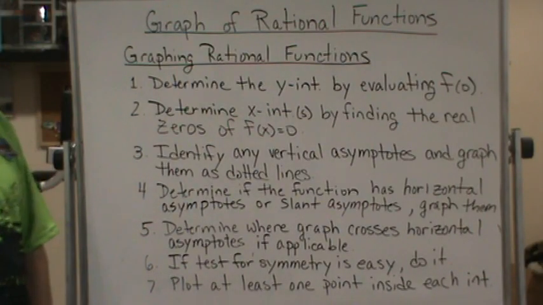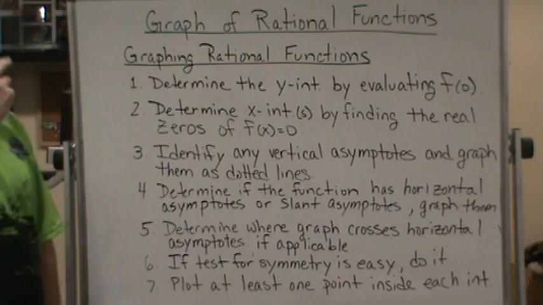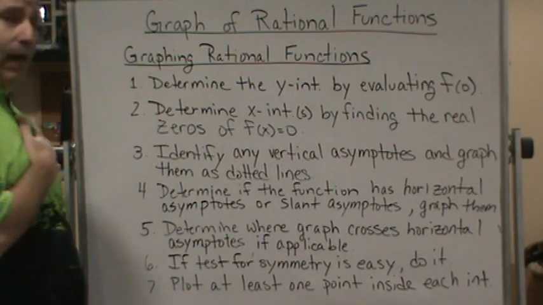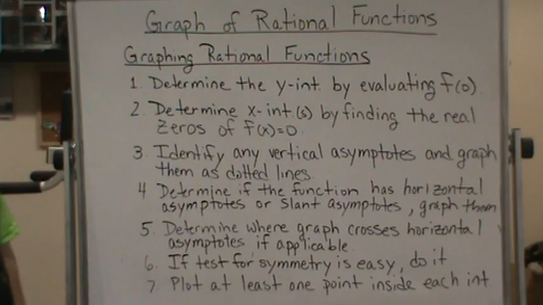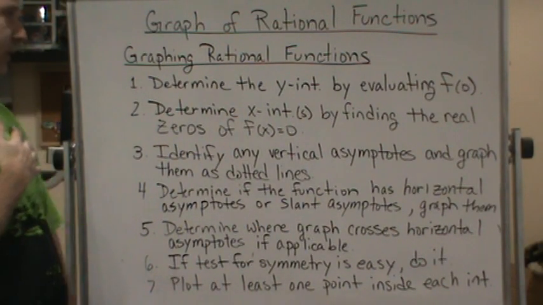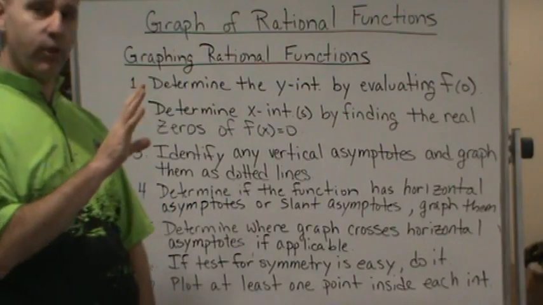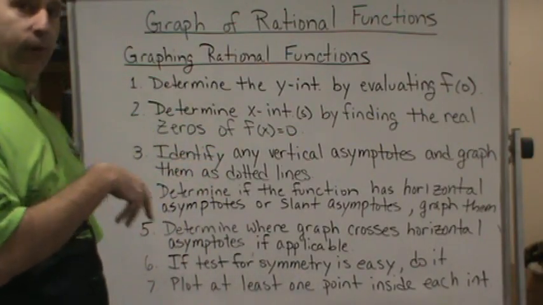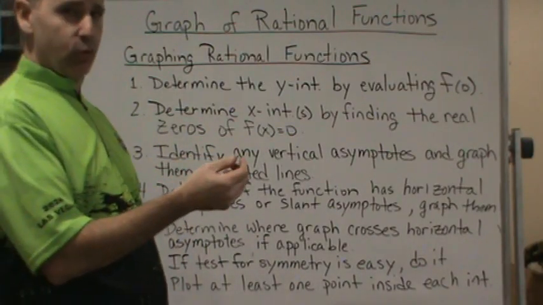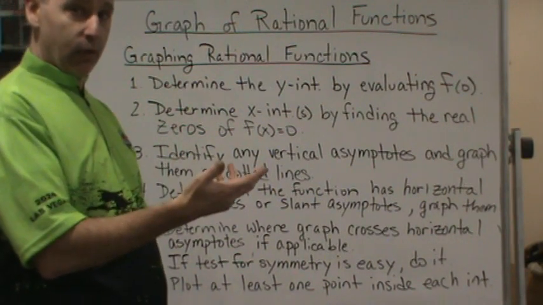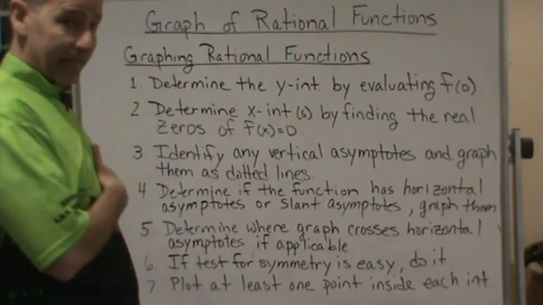2, determine where the x-intercepts are located if they exist, right? So how do you determine that? Well, you set the function equal to 0, right? Find all the values of x where the function is equal to 0. So that's going to be where the numerator is equal to 0. So for rational functions, to find the x-intercepts, all you have to do is look at the numerator, set the numerator equal to 0, and that's where you're going to find the x-intercepts.